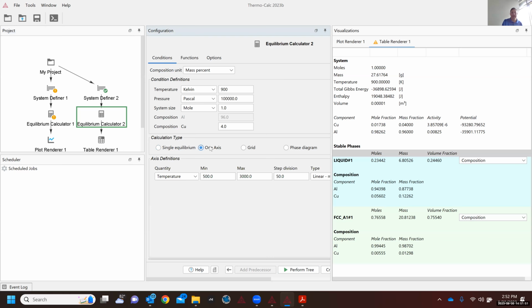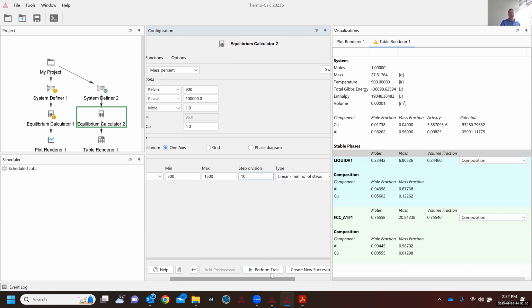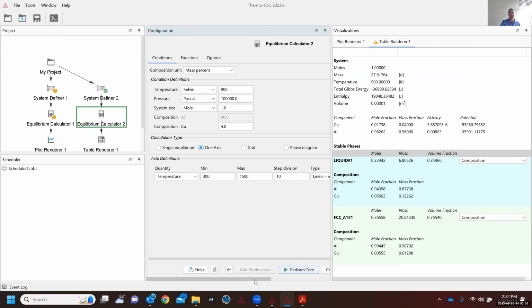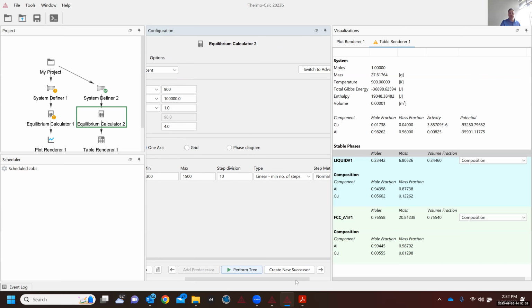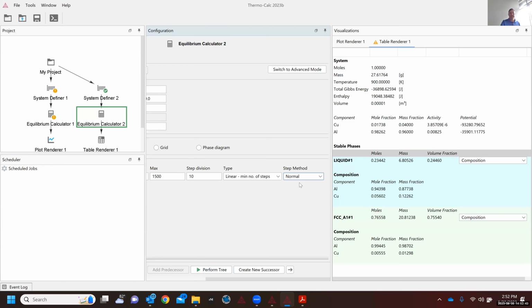One of the things that I do a lot of now is calculating one axis. So say we keep this same system, we stay at 900 Kelvin, and we're going to perform a calculation as a function of temperature. And I'm going to start at a minimum of 300 degrees, or room temperature. I'm going to go up to 1500 degrees, which is well above where most of this system will melt, with a step division of 10. Now, if I perform this calculation like this, it's a linear number of steps. Under the normal step method, it will calculate the equilibrium at each one of those steps. And in some cases that might be useful.